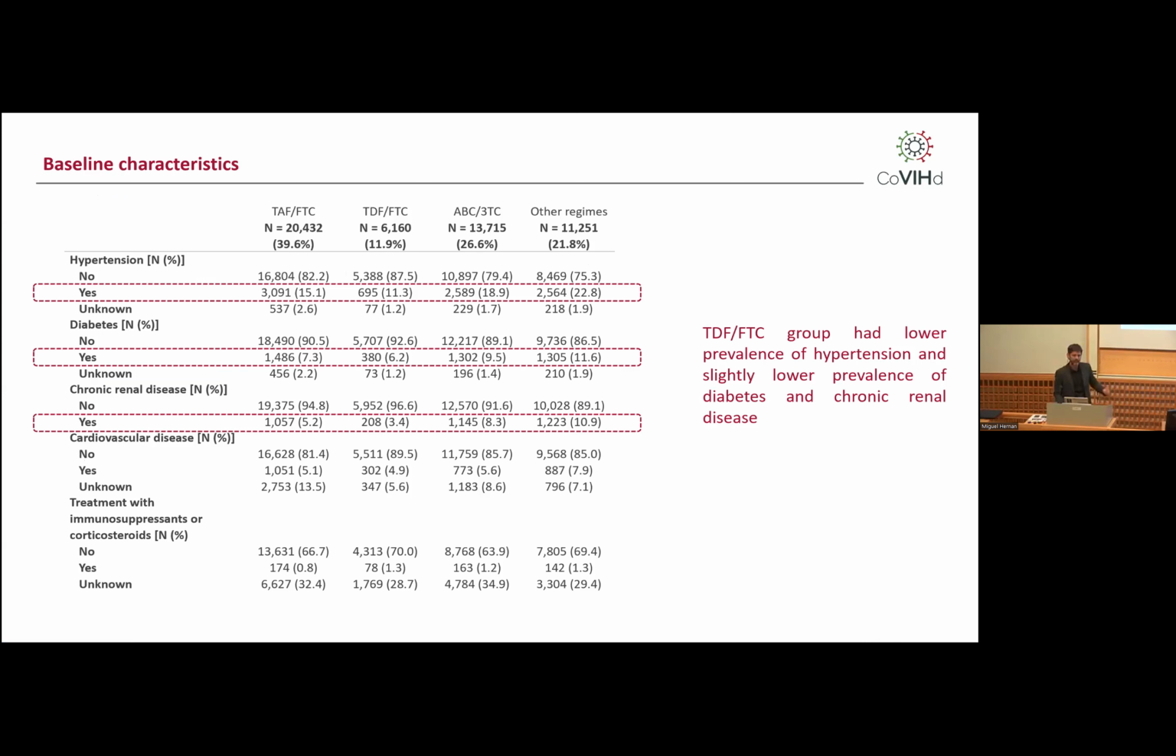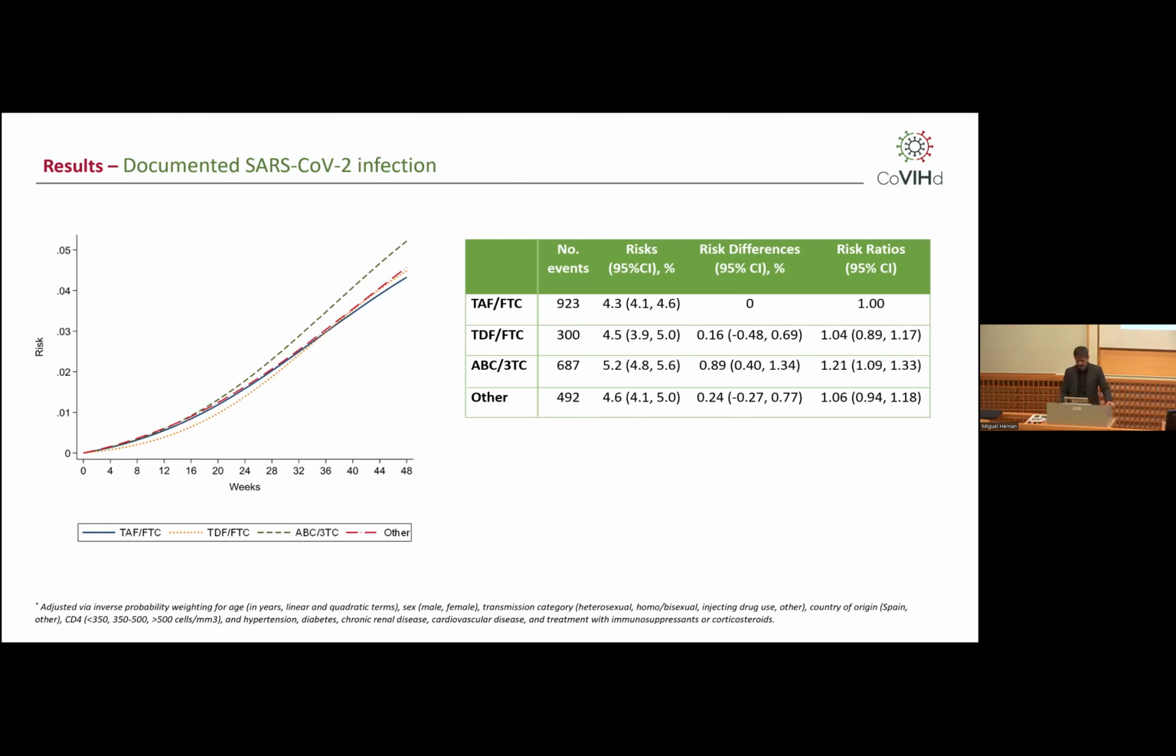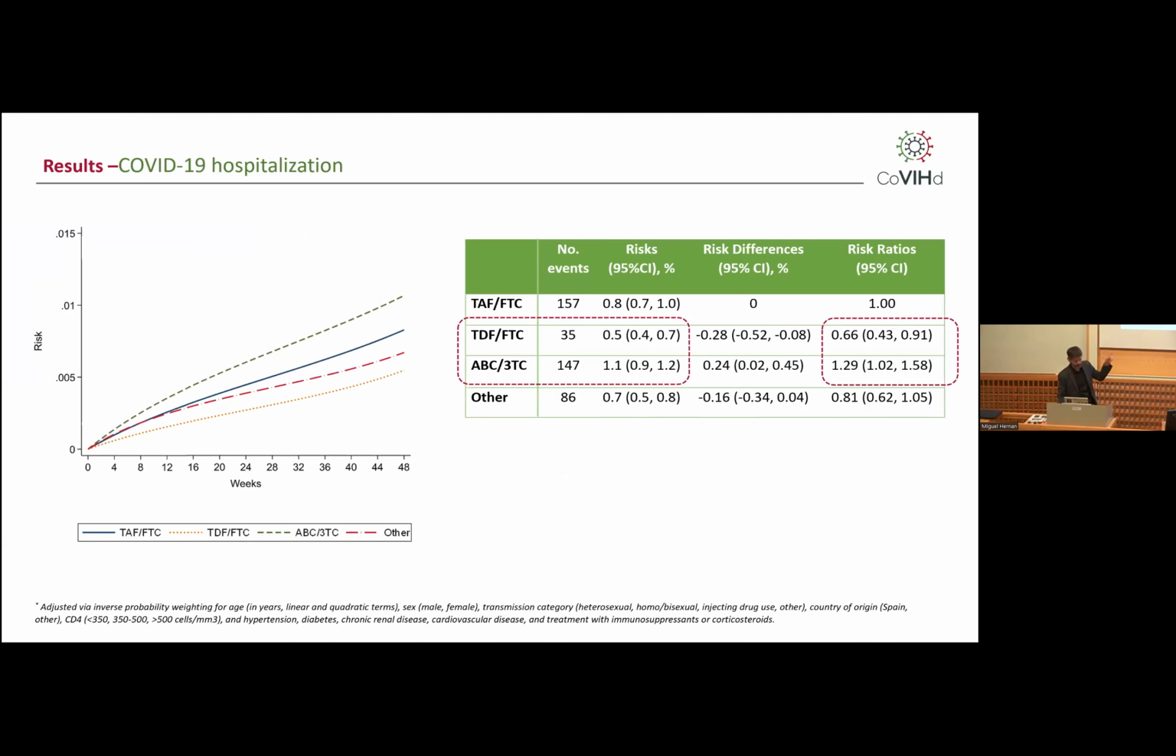We had detailed clinical information on their baseline characteristics. The TDF group had slightly lower prevalence of hypertension and diabetes and chronic renal disease as expected, because people in the TDF group were a little bit healthier. So we could adjust for all of that. And we found that, I'm going to jump here, we found a lower risk of hospitalization from COVID-19 in the TDF group compared with, for example, the TAF group after adjustment for clinical characteristics.